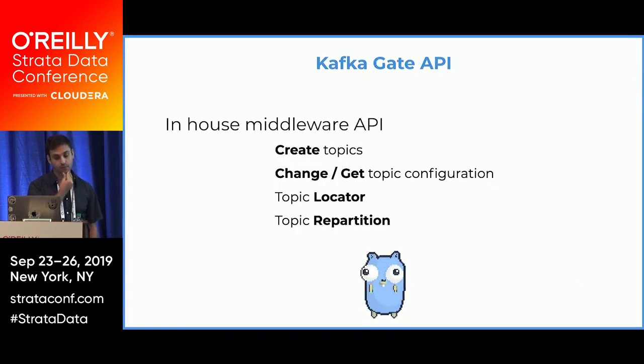When you're running so many Kafka clusters and you have hundreds of topics, you need some more supportive tools. So we wrote our Kafka Gate API, and this is an in-house middleware written with Go, of course. It does a lot of things, but the most important thing that it does, in my opinion, is a topic locator. You just type in the topic's name and it tells you, oh yeah, it's on this cluster, this is the metadata, because it's easy to lose track with so many topics.